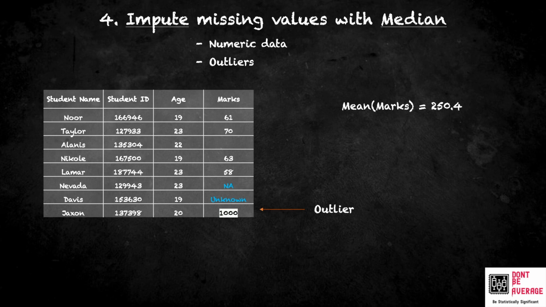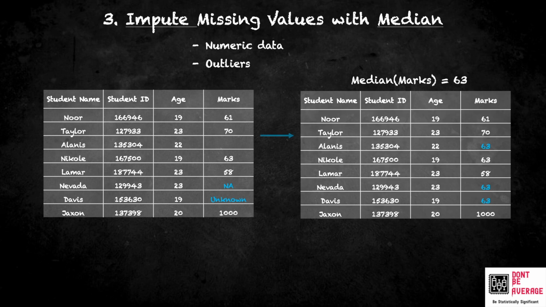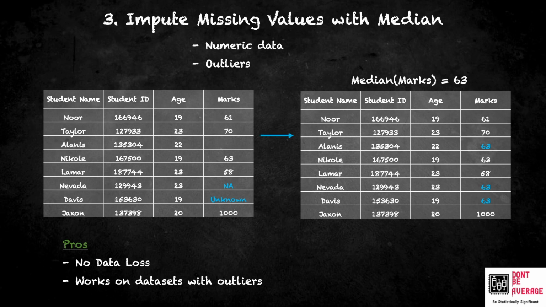And if we impute all the missing values using a value 250, it won't be like a true representative of the whole population. So in such cases, we can use median. You can see median is 623, which is not impacted by outliers. So whenever you have a numeric data and you have outliers in your data, you have to impute missing values, you can use median. So here we have the median as 623, and we have imputed using the median. One good thing about this is again there's no data loss, and it also works on data sets with outliers. The cons are it only works on numeric data.